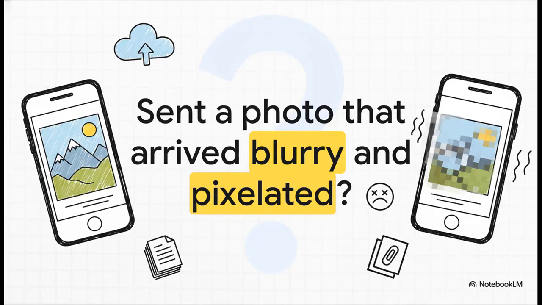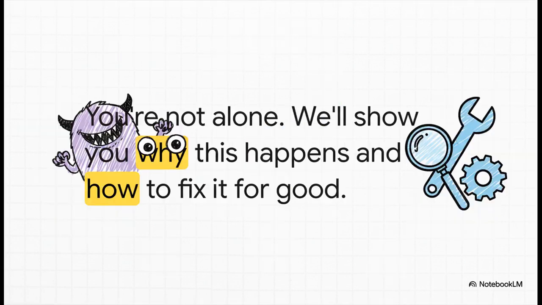You know exactly what I'm talking about. You send this gorgeous, super crisp photo to your friends or family, but what they see on their end looks like it was taken with a flip phone from 2005. It's all grainy, blurry. It's just a total letdown. So frustrating. The good news is you're not doing anything wrong, and this is a super easy problem to solve.